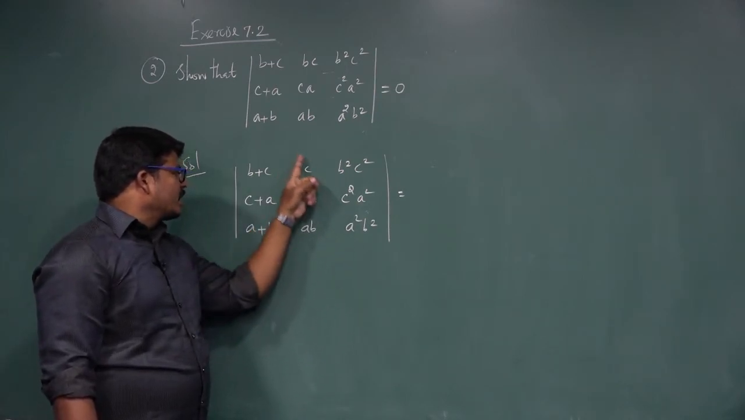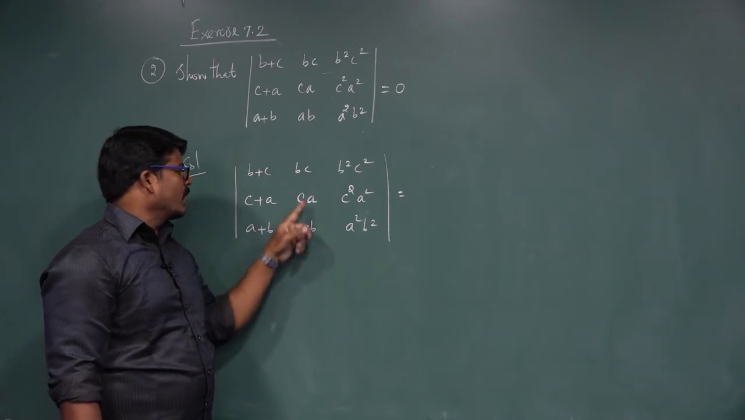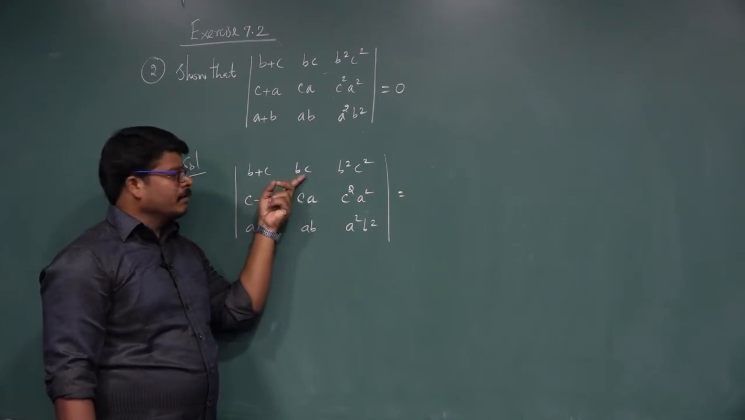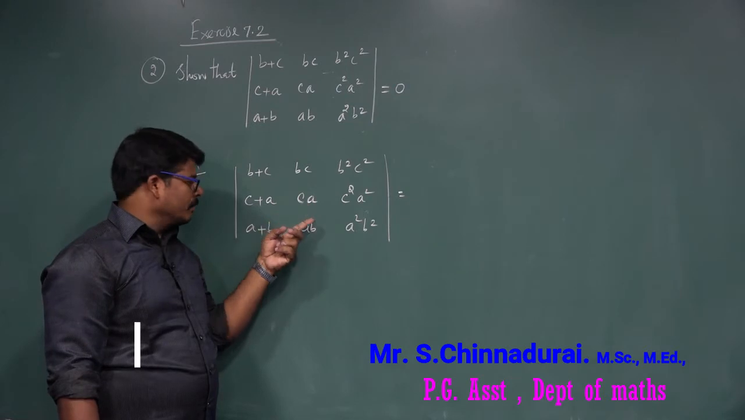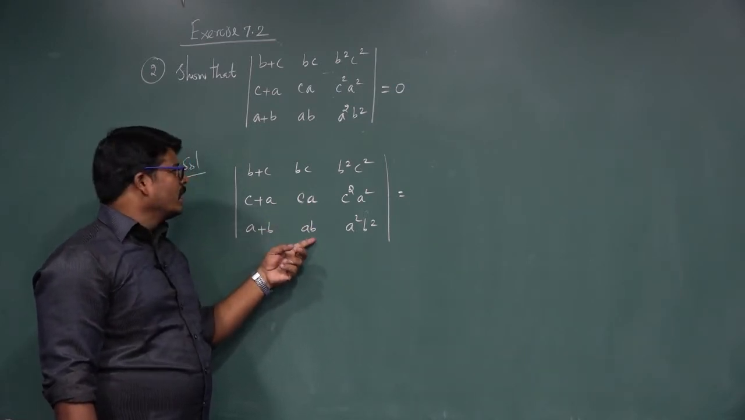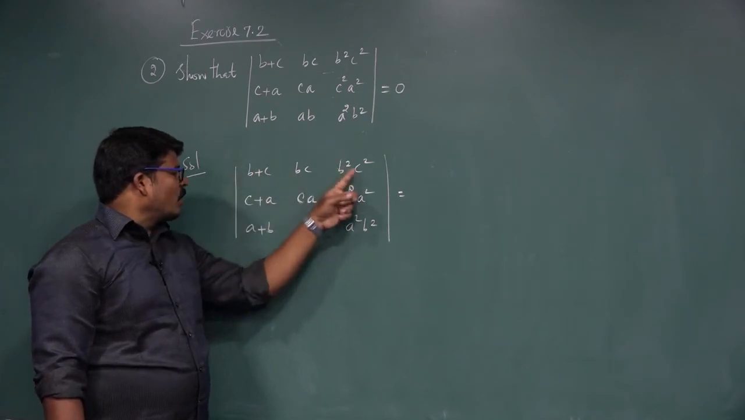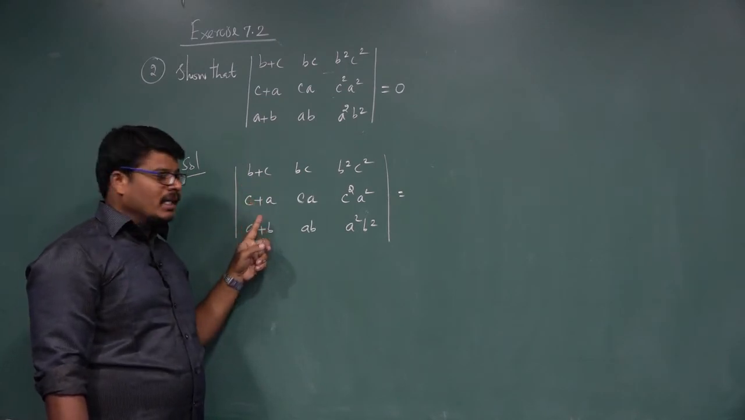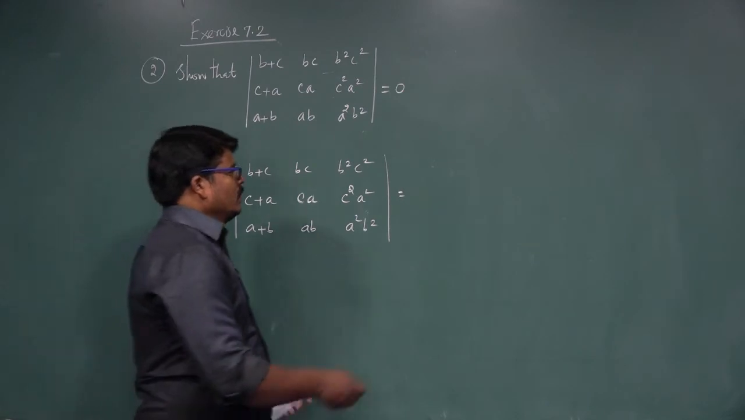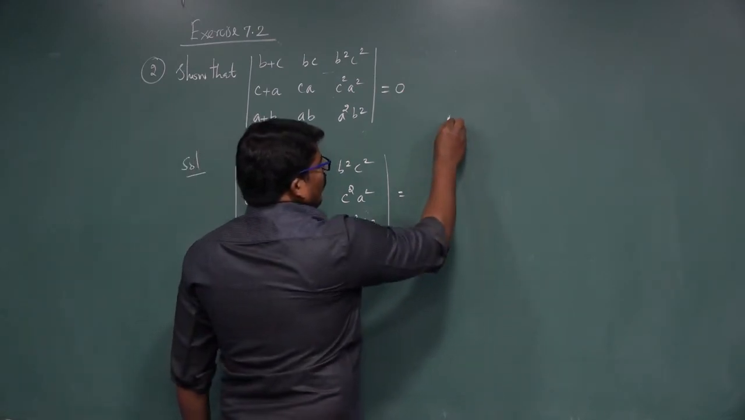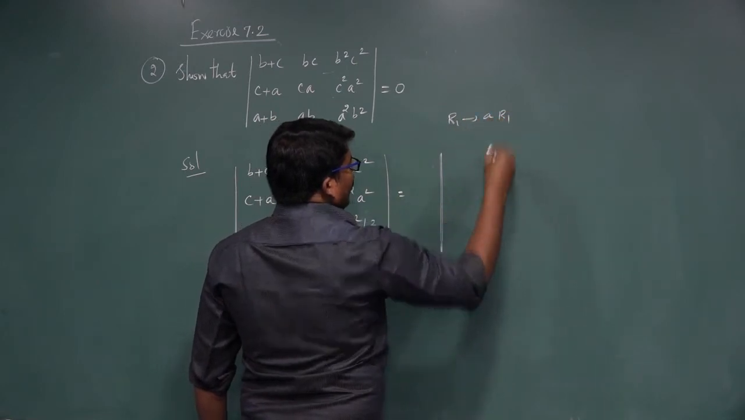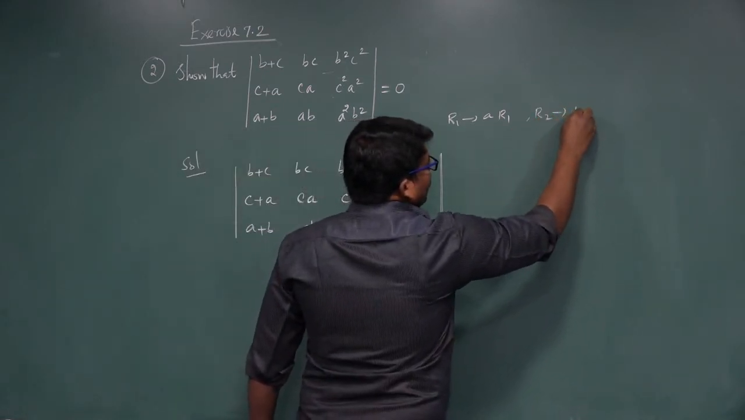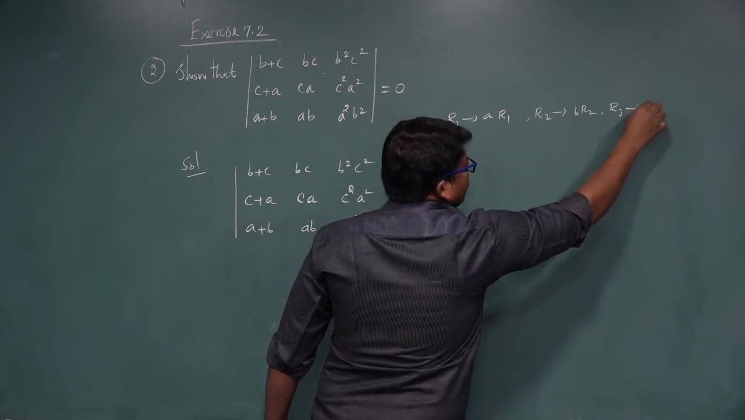Now, in the second column we have BC, CA and AB. BC, this element is not in A. CA is not in B. This element AB is not in C. I take the first row multiplied by A, the second row multiplied by B, and the third row multiplied by C. That is R1 multiplied by A, R2 multiplied by B, and R3 multiplied by C.